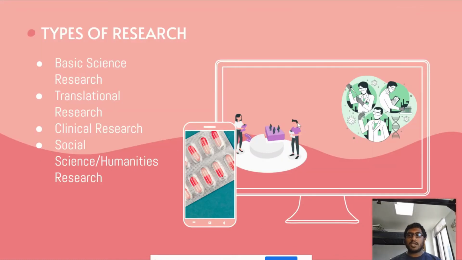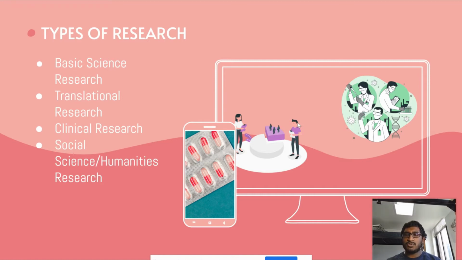At Georgia Tech, common types of research for pre-health students include basic science research, translational research, clinical research, and social science/humanities research. Basic science research often involves microbiology, genetics, and other biological sciences, and typically involves wet lab work with lots of in-person experiments and iterations.